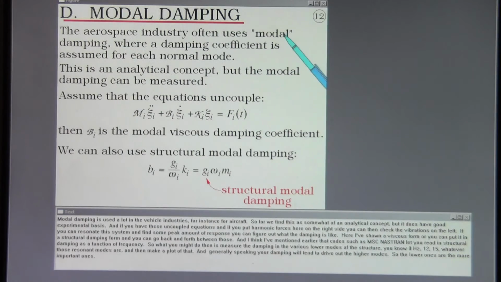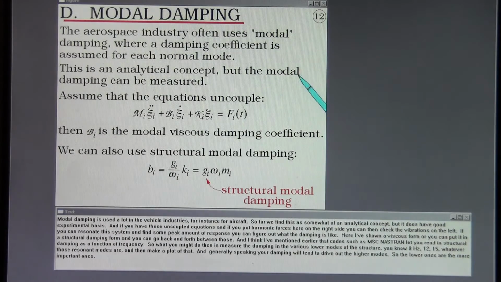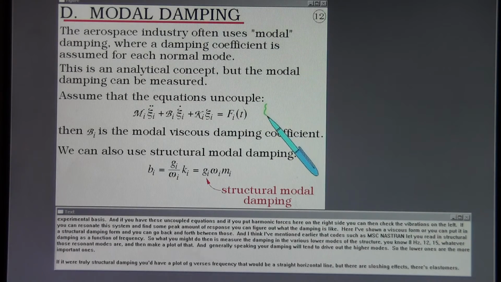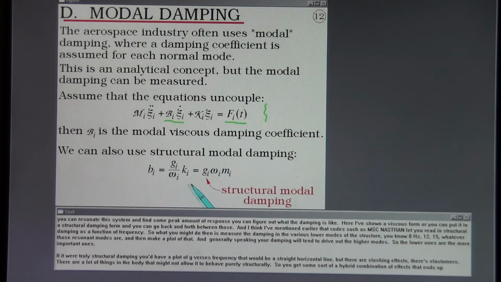So far we've defined this as somewhat of an analytical concept, but it does have good experimental basis. And if you have these uncoupled equations, and if you put harmonic forces here on the right side, you can then check the vibrations on the left. If you can resonate this system and find some peak amount of response, you can figure out what the damping is like. Here I've shown a viscous form, or you can put it in a structural damping form, and you can go back and forth between those.